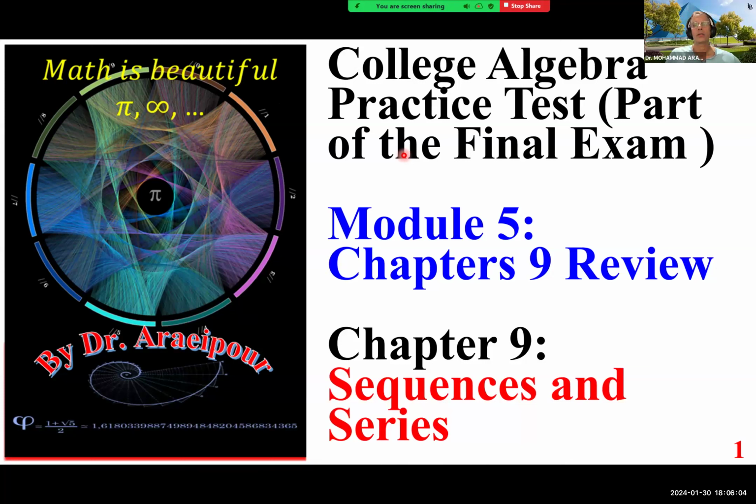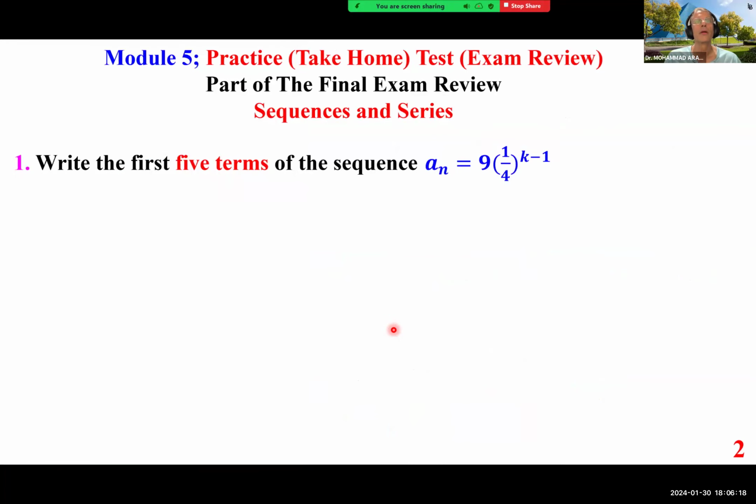Good evening, class. We are looking at the practice test for Module 5, Chapter 9, Sequences and Series. Of course, part of the final exam. Write the first 5 terms of the sequence: a sub k equals 9 times 1/4 to the power of k minus 1.